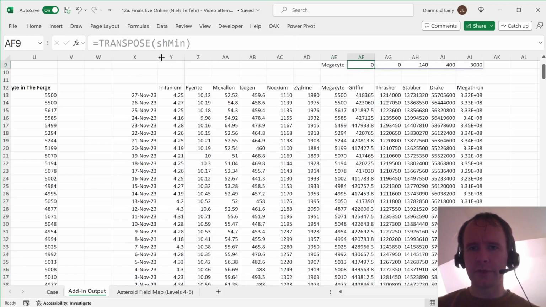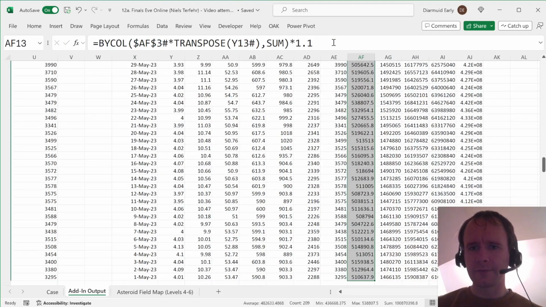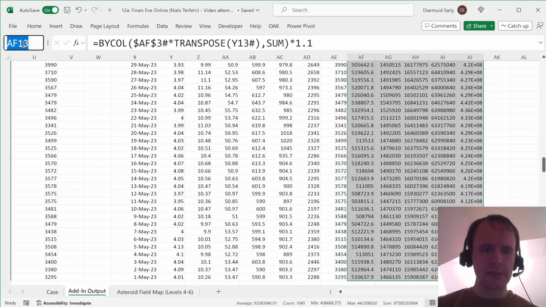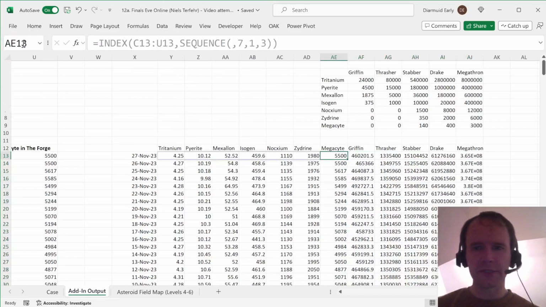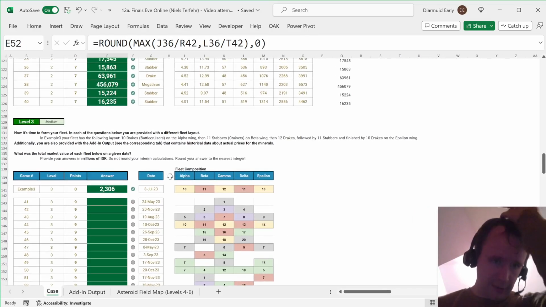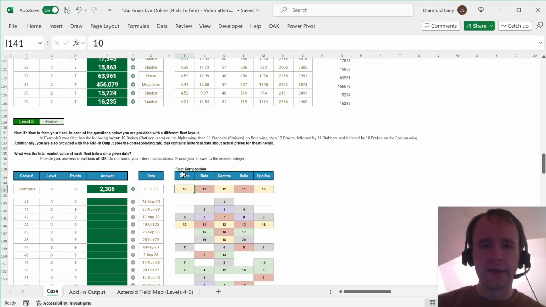But we also need to include the 10% markup. So we'll say times 1.1 and copy that down. Okay, and then I'm going to call this SHPRC, ship price. Okay, so now here we have a fleet. A fleet has 5 different sectors, each with a different number of ships, and the type of ship is denoted by the color.